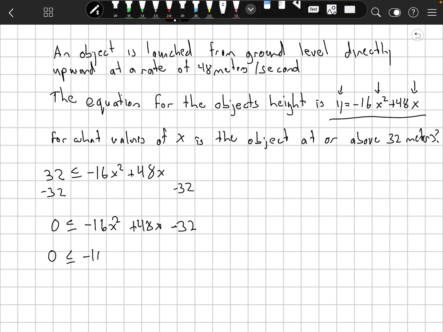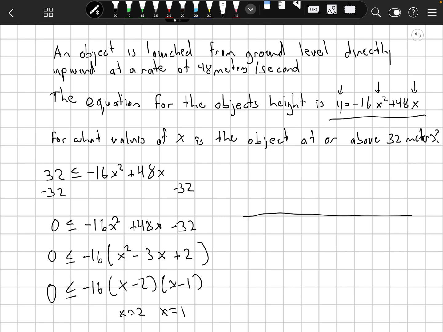I'm going to go 0 is less than or equal to negative 16 times x squared plus 3x. Oh, that's a minus 3x because we pulled out a negative 16. So minus 3x, and then a plus 2, like that. And if you were to factor this out, you'd say x minus 2 times x minus 1, something like that, times negative 16. So we're almost there. We can see that x would have to equal 2 for that to be 0, or x would have to equal 1. So let's make our lines here.